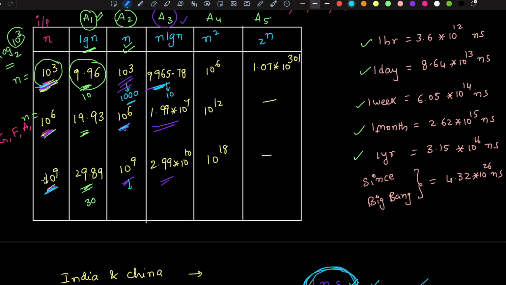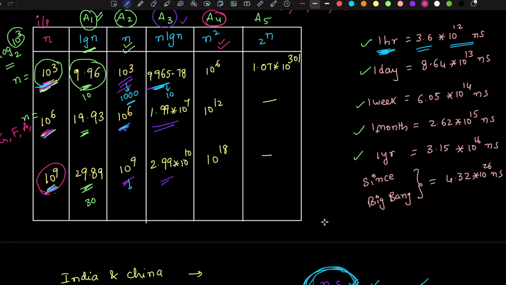Now think about this. What does 1 hour mean in nanoseconds? First, let's understand this, then we'll compare. 1 hour approximately takes 3.6 into 10 power 12 nanoseconds. Now imagine I have an algorithm A4 whose time complexity is order of n square. Suppose I give it 1 billion data points as an input. So that means my value of n is equal to 10 power 9.